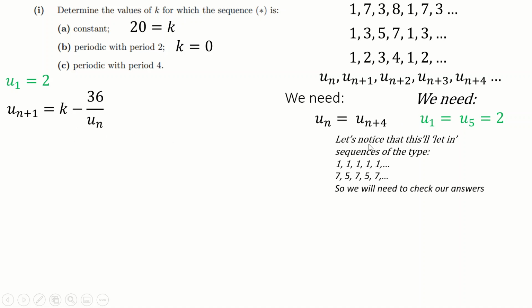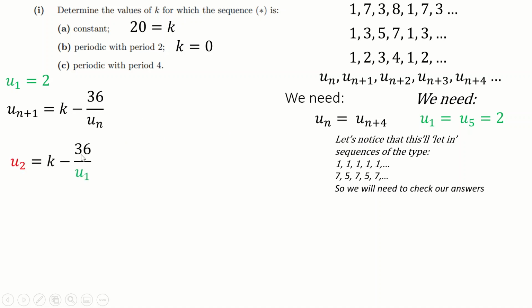But maybe before we do, let's notice that just like before, this will let in sequences that are periodic for a lower period. Like a constant sequence. This rule lets in a constant sequence, right? Because the 5th term is the same as the first one. And likewise this one, the 5th term is the same as the first one, and also the 2nd term is the same as the first one. So this condition here, which I'm using to ascertain whether or not I've got a period 4, is going to let in sequences that have constant periods, or period 1, I guess, and period 2s as well. So we'll need to check our answers just like before. But anyway, let's get into it.